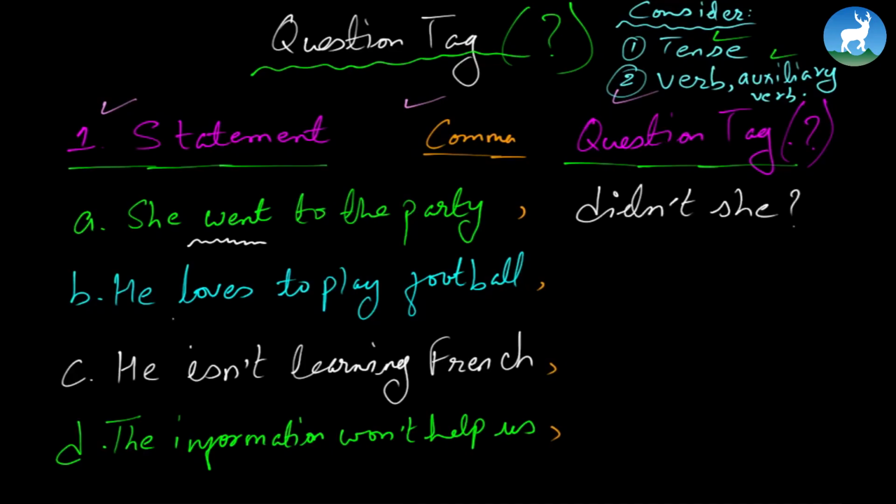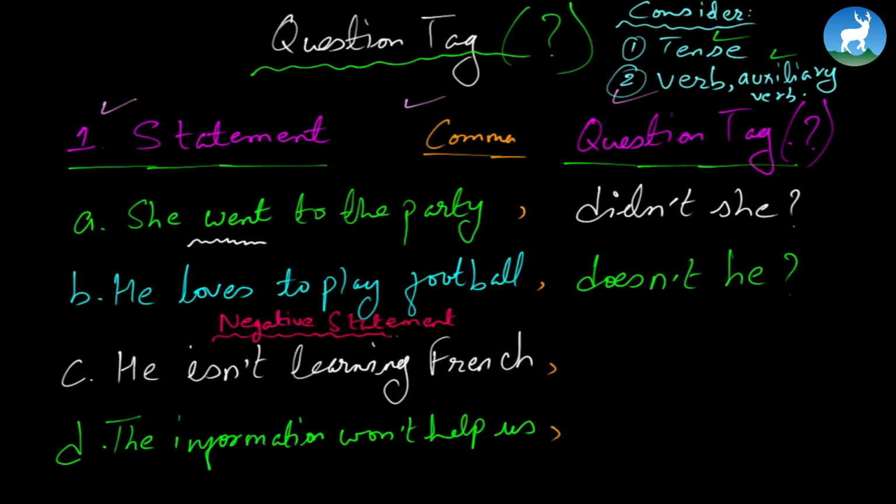He loves to play football. Look at that. Simple present. He loves to play football. Positive statement, negative question tag. He loves to play football, doesn't he? Remember? Positive statement, negative question tag. Now look at this. Negative statement. Now these statements are negative, you see?